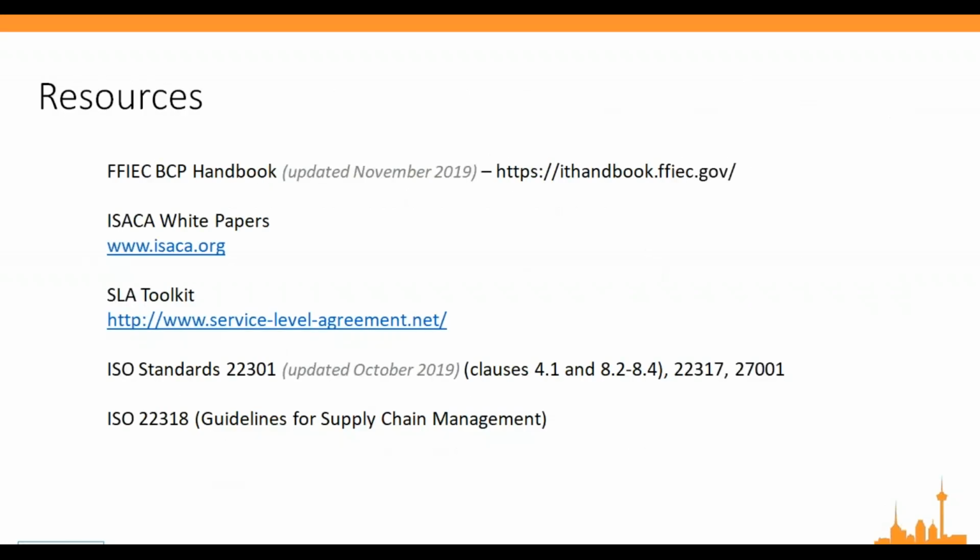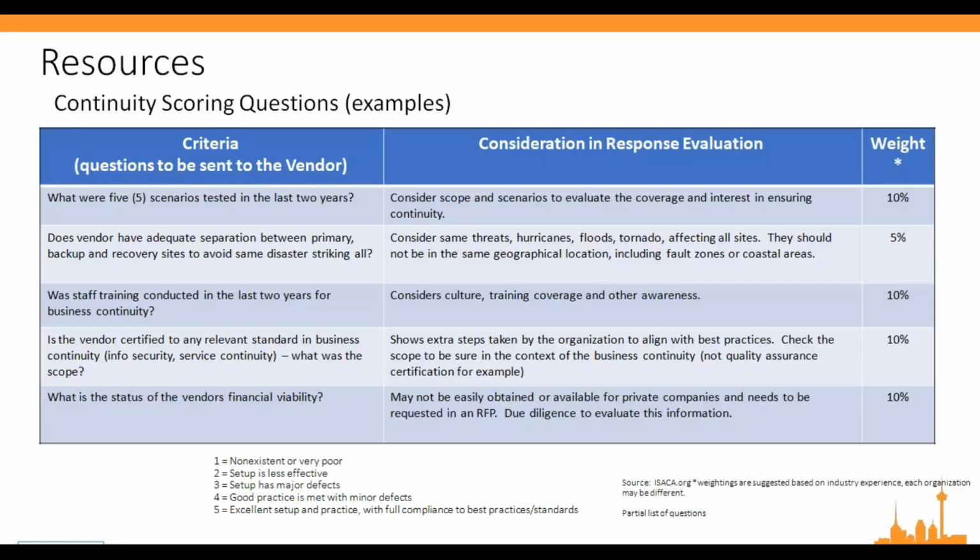The FFIEC handbook that was updated in November of 2019. Very good reference for you here. The Business Continuity Service Standards and Risk white papers are a reference for ISACA. It's a very good reference when you're looking up continuity and vendor information. I also included here a second set of questions for asking due diligence on the business continuity side for your vendors when you are determining who you need to establish a plan for.